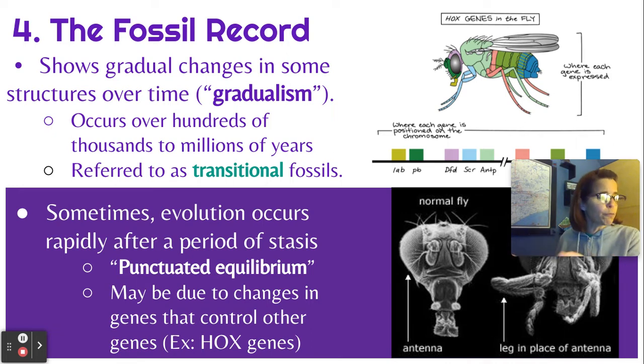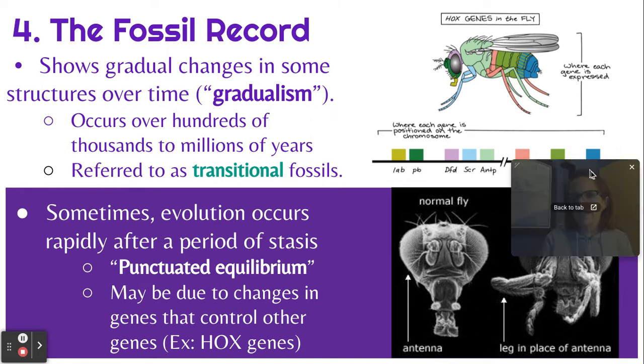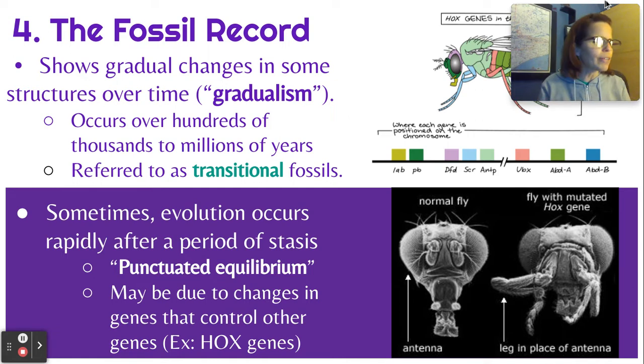They respond now differently because the Hox gene has been changed. So this was the example where we had a fly that instead of antenna was growing legs out of its forehead. That would be an example of a Hox mutation and a very dramatic change, in this case, a bad change for the fly, but it's a very big change in its fossil record, so to speak.